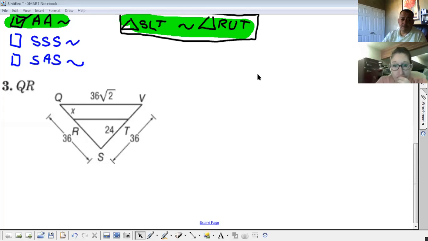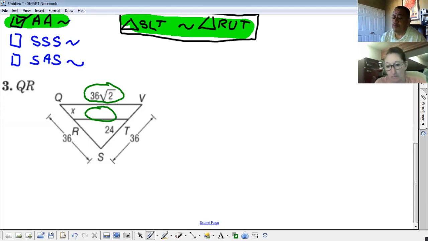Okay, number 3. The reason I picked that is because when I look at this problem, this looks very, very scary. But let me tell you, you don't have to worry about that. Do you know this side? Remember, you can only use them if they correspond, if they're in the same position. So 36 radical 2 is in the same position as this piece right here.